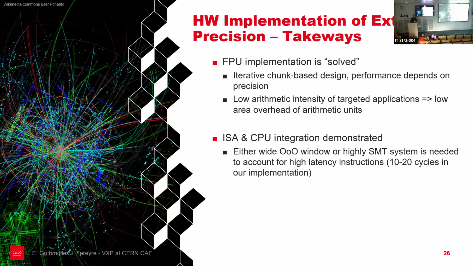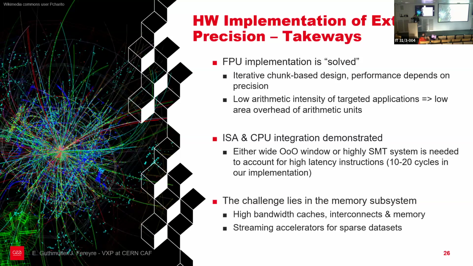We have demonstrated the integration in a RISC-V CPU with an ISA extension. What we have discovered is that we need either a wide reordering, out-of-order window, or a highly simultaneous multi-threading system, for example a GPGPU, because we have quite high latency arithmetic instructions. This is the kind of latency you generally see when you access memory, but in our case, it's also for arithmetic computation.